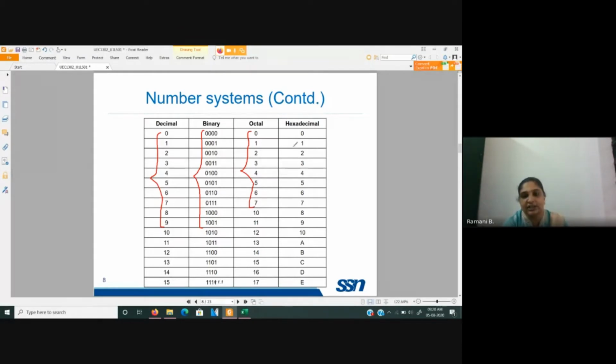We shall see the conversion. And in hexadecimal, you have 0 to 9, and then A, B, C, D, E, and F. I made a mistake here while typing. So this is C, this is D, this is E, and this should be F. I will make the change while uploading the PPT. So these are the basic number systems we have in our syllabus.